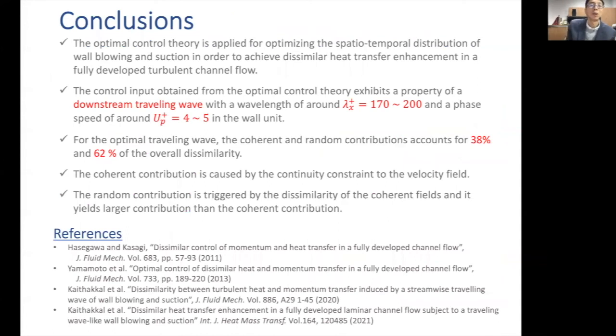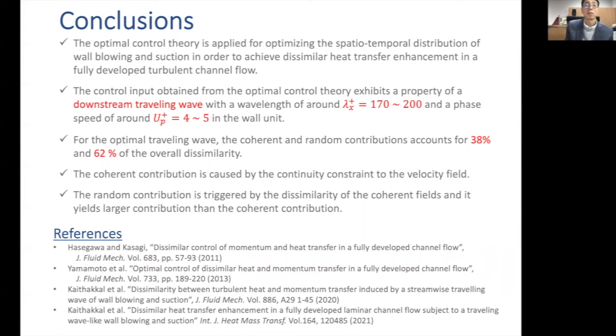So let me conclude my talk. We applied optimal control theory for optimizing the space and time distribution of wall blowing suction for achieving dissimilar heat transfer enhancement in a fully developed turbulent channel flow. And we identified the global optimal traveling wave mode, which has a streamwise length scale of around 200 in wall units, and the phase speed is around 4 to 5 in wall units.